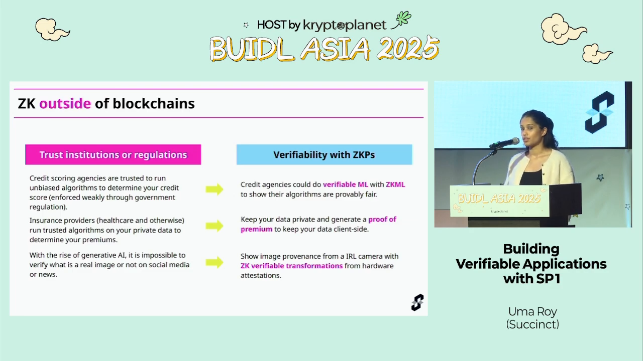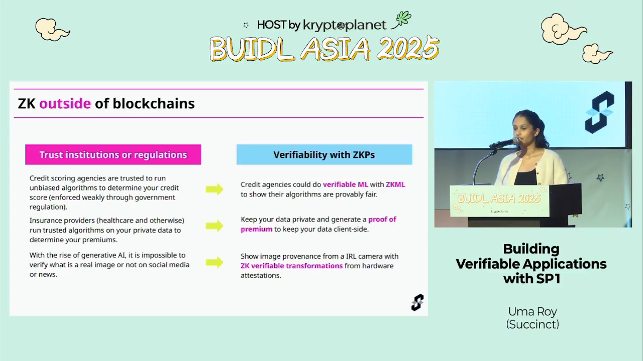But imagine in the future that credit agencies were required to do verifiable machine learning with something like ZKML to show that their algorithms are provably fair. When they run their algorithm and give you a credit score, they also provide a proof that the algorithm was the particular algorithm that we've all agreed on, which satisfies the properties we want.